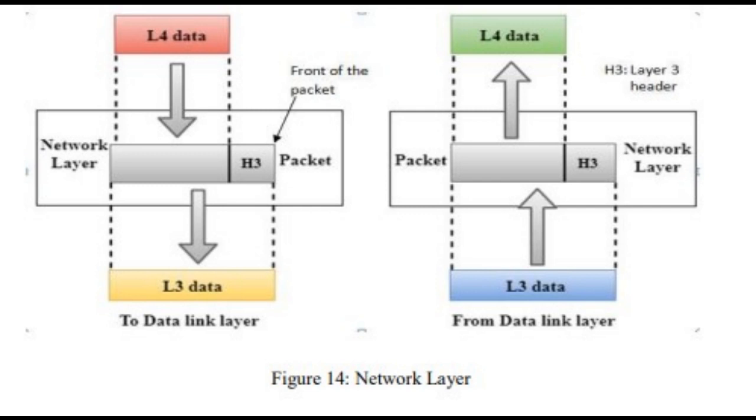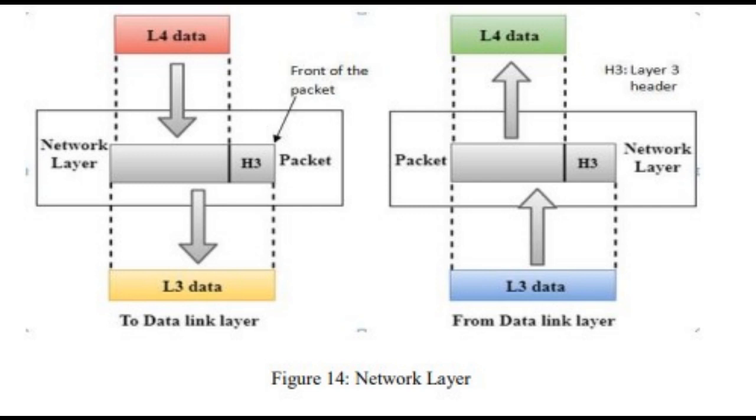Layer 3, network layer. The network layer is responsible for assigning IP addresses to network devices. It is also responsible for best path selection from source to destination for data delivery, i.e., routing in the network. It provides connectionless services to the upper layers. Protocols used at this layer are Internet Protocol, IP, IPv4 and IPv6, and ICMP. Network layer devices are routers.